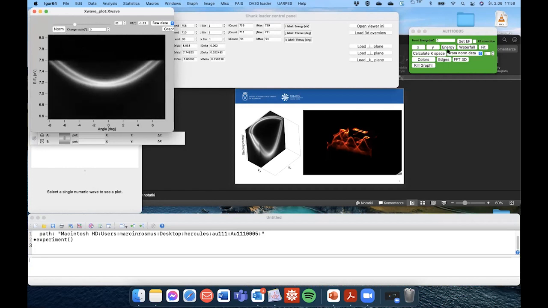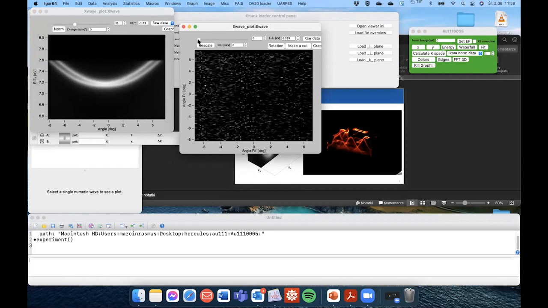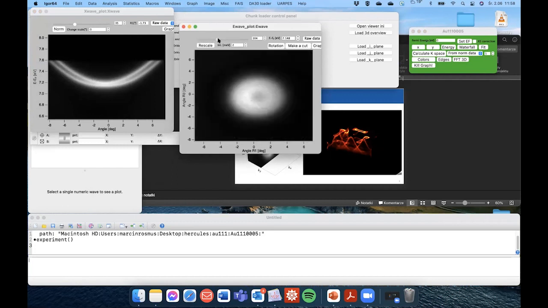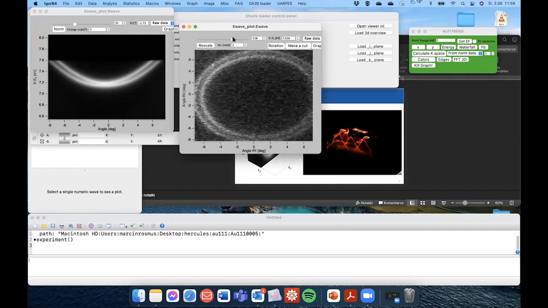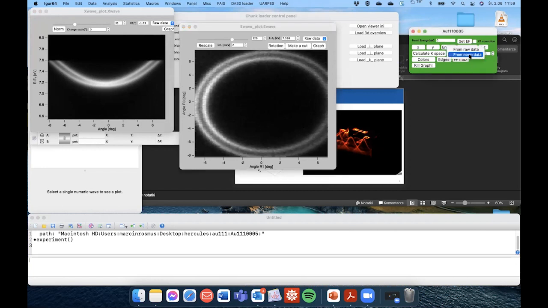Okay, and we have to find this energetic plane that refers to the Fermi surface, and that should be somewhere here. And after that, we can calculate our data to the k-space. Once again, it will take a few seconds because it is a really huge operation. In the meantime, I can tell you more about this procedure.